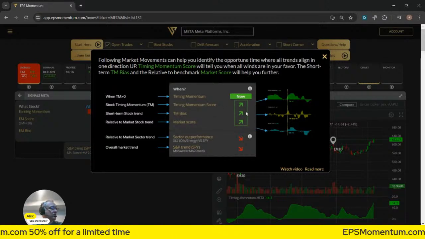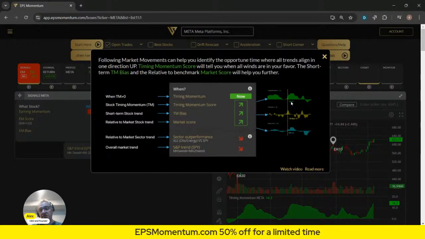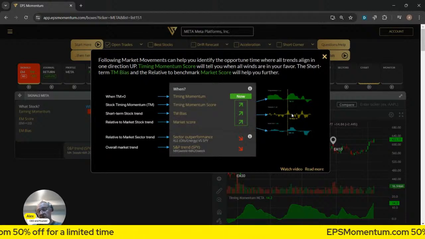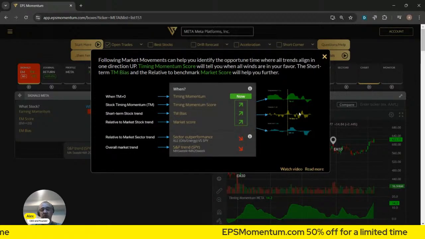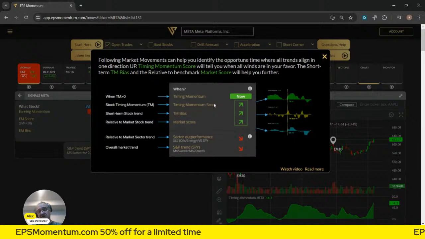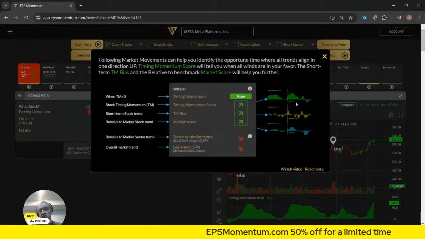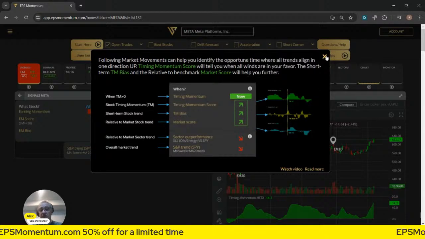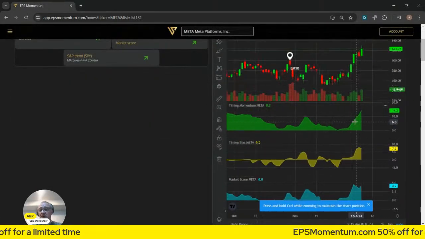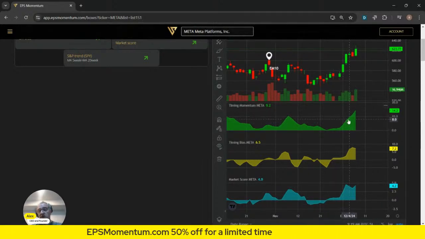So first off, we look at several ranges. There's the short-term range, medium-term range, and a very short-term, like daily, range, and we look at moving averages. That's what the timing momentum score is based on: moving average, distance to high, and also outperformance of the market. So this is all contained in the timing momentum. The TM bias is the 3-day window of this green indicator that you see here.